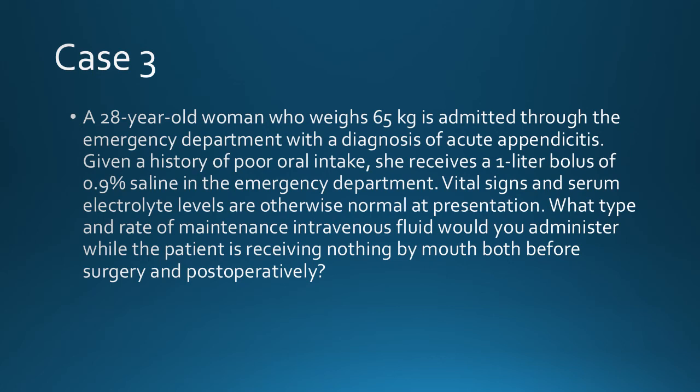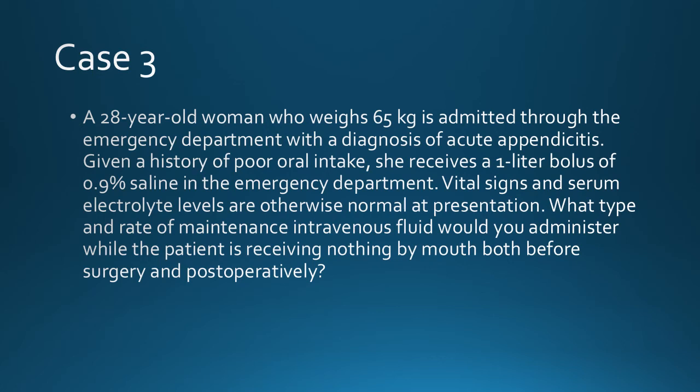So they already got the bolus in the ER, so now we're just working on the maintenance fluids. So that's the 30 to 40 milliliters. The question is, what type of fluids do we want to use first with this patient? Electrolytes are totally normal, so I would just say normal saline. Now remember, the patient's going to be NPO because they're about to go to surgery for the appendectomy and then come back out.